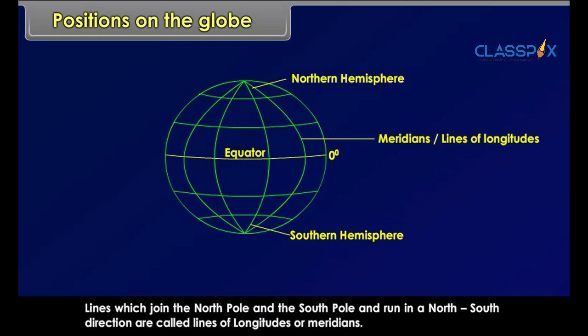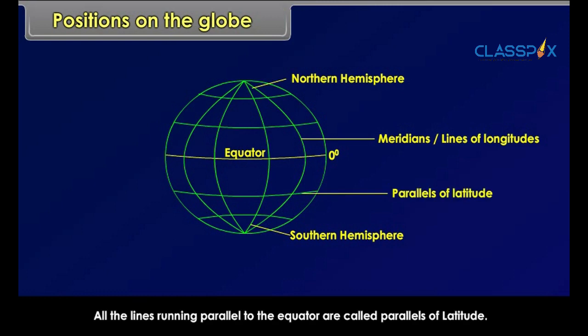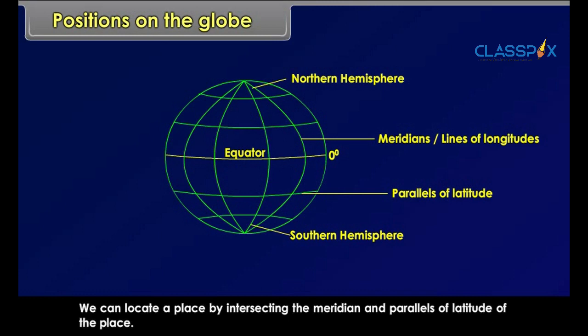Lines which join the North Pole and the South Pole and run in a north-south direction are called lines of longitudes or meridians. All the lines running parallel to the equator are called parallels of latitude. We can locate a place by intersecting the meridian and parallels of latitude of the place.